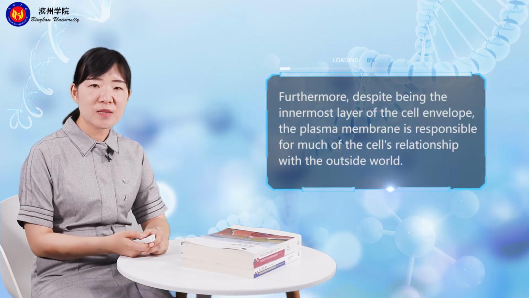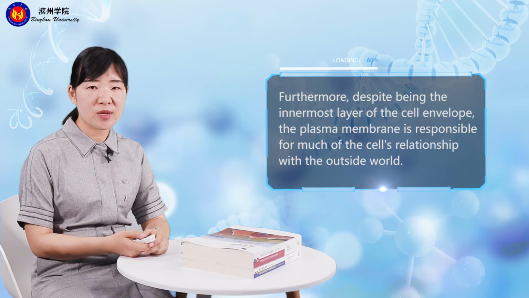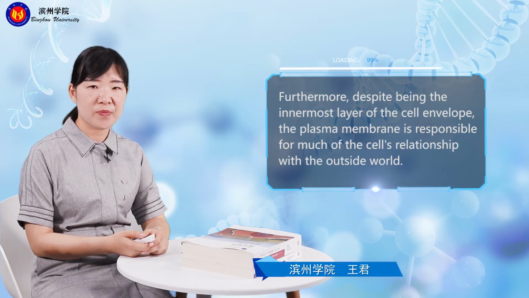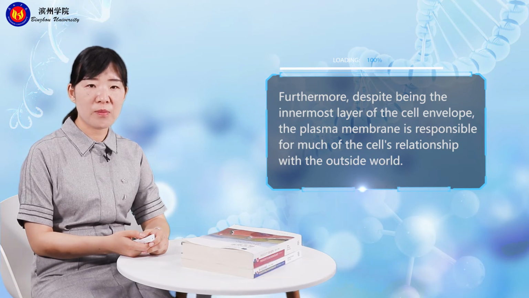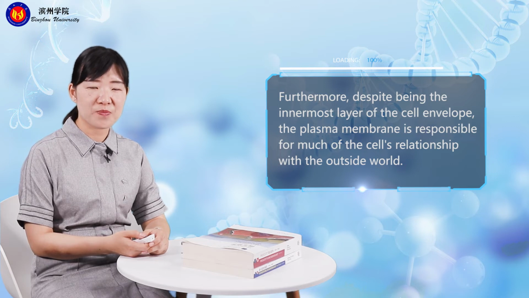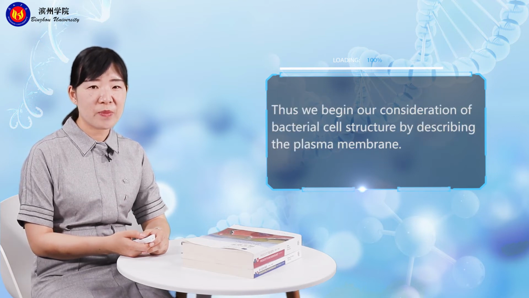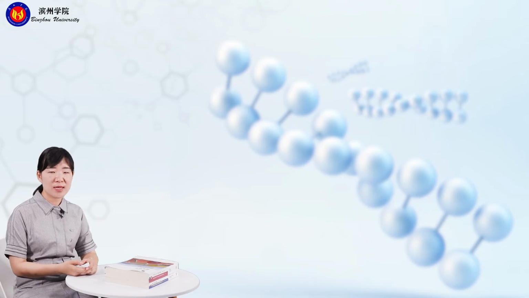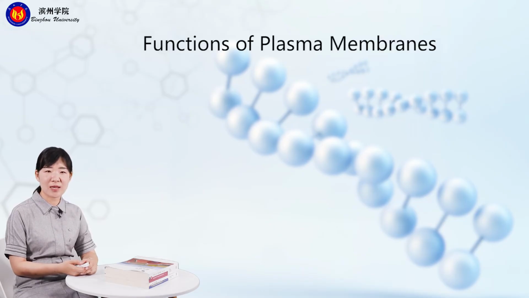Furthermore, despite being the innermost layer of the cell envelope, the plasma membrane is responsible for much of the cell's relationship with the outside world. Thus, we begin our consideration of bacterial cell structure by describing the plasma membrane. First, let's talk about the function of plasma membranes.